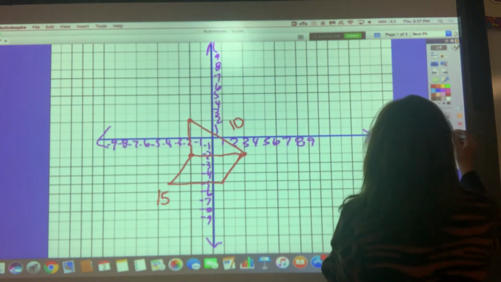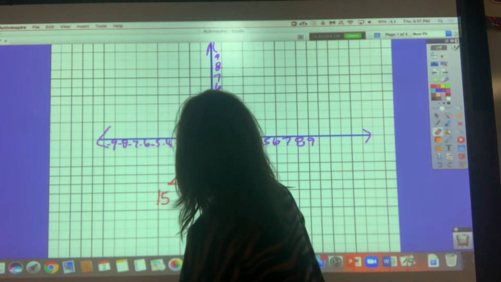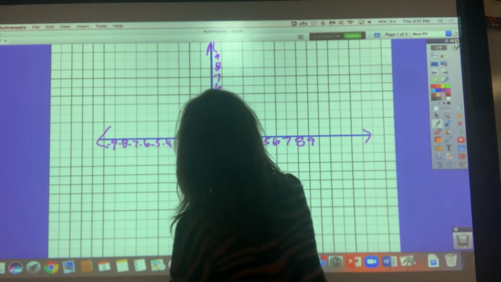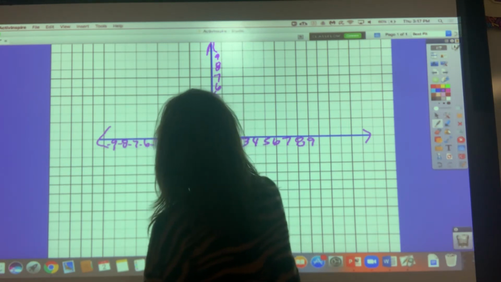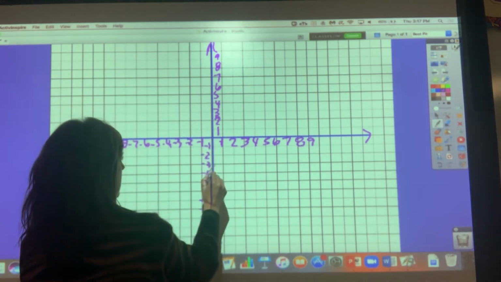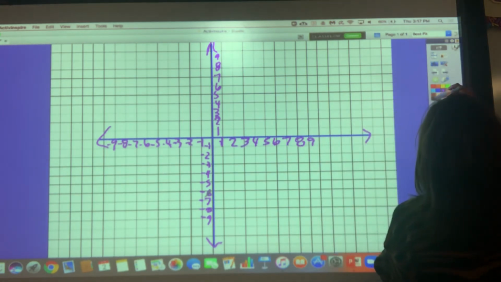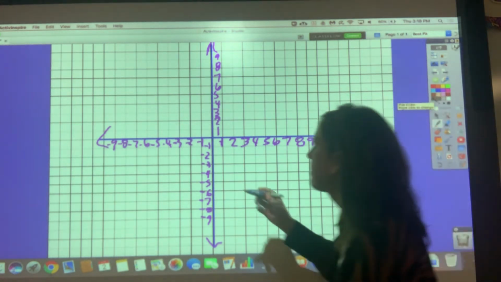Okay, let's look at another composite figure. Again, just shapes made up of other shapes. So let me fix mine real quickly. Okay, so let's put some points on the graph. Okay, let's do this one. So we're going to do -3, 2.